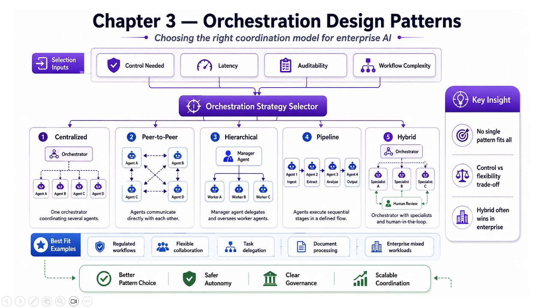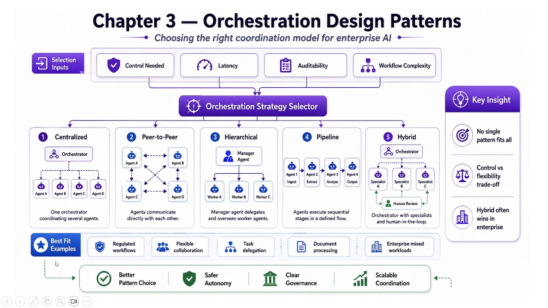And then we have hybrid. So this is using more than one pattern. You have the orchestrator, specialist A, specialist B, specialist C, and you also have a human in the loop for complex tasks. So an orchestrator with specialists and a human in the loop, that is hybrid.